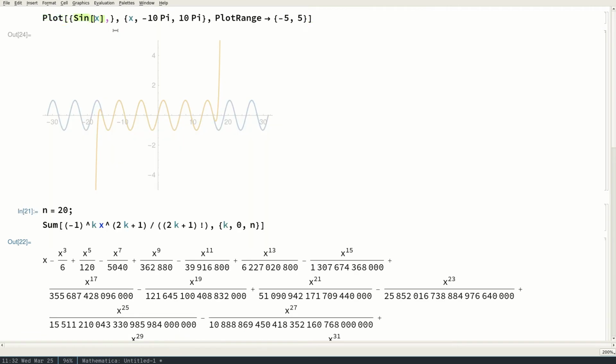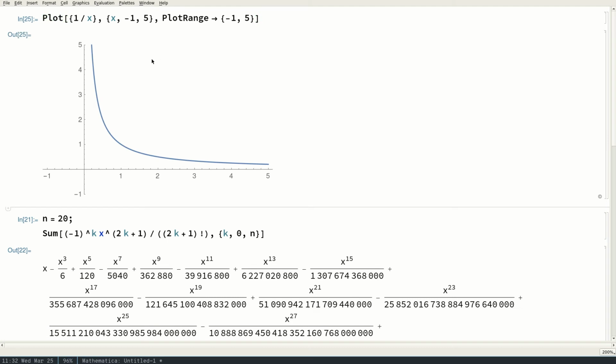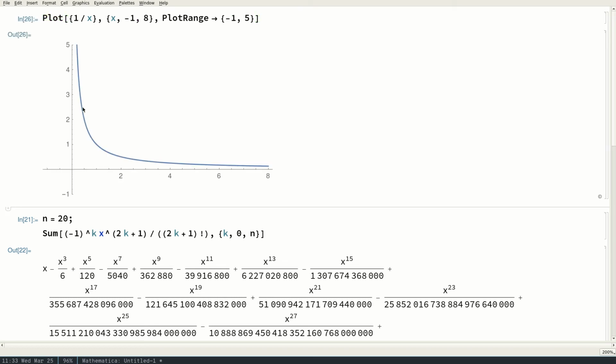Okay, so that was the example with sine x, but I'd also like to show you what happens with the function 1 over x. We also found the Taylor polynomial for this. So let's plot 1 over x going from negative 1 to 8. So here's the graph of 1 over x.